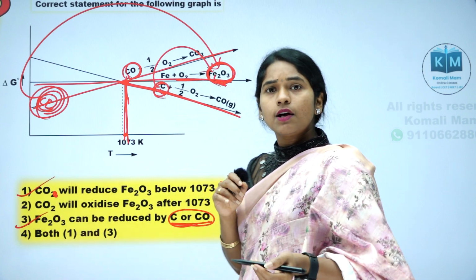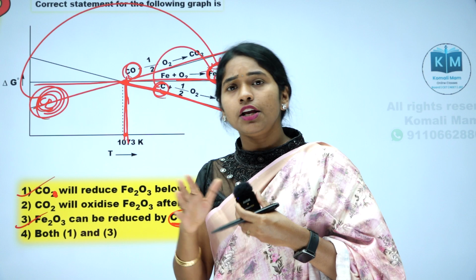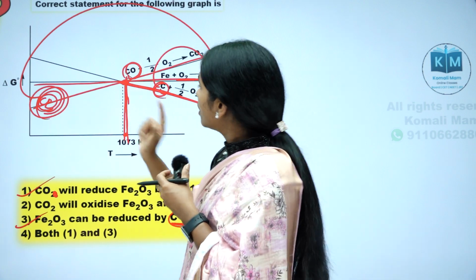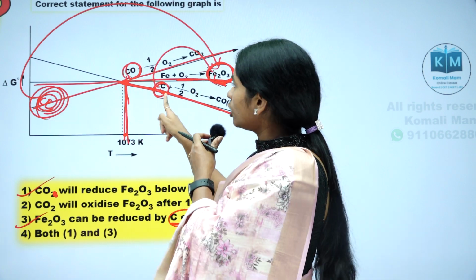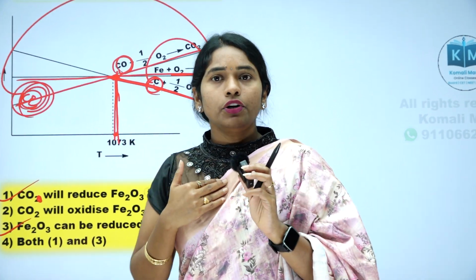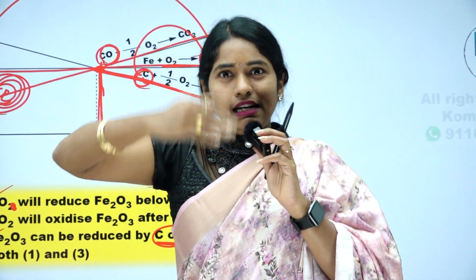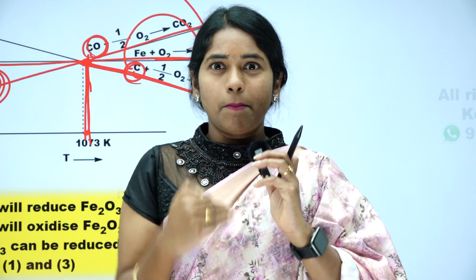So the first option is also correct. The third option is also correct. Both are useful. Below this point, coke and carbon monoxide. After this point, coke is useful. So what I want to tell you is just check that line: the one which is coming down will reduce the above metal oxide. That's it.